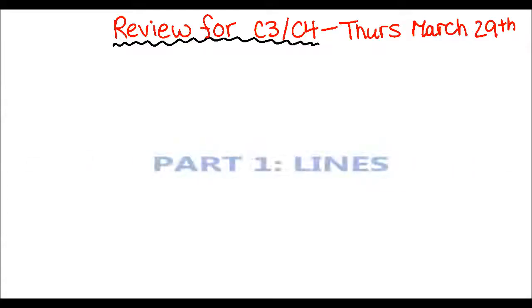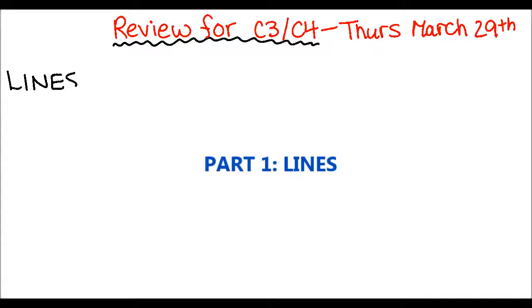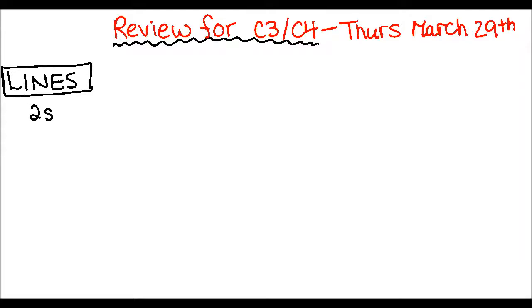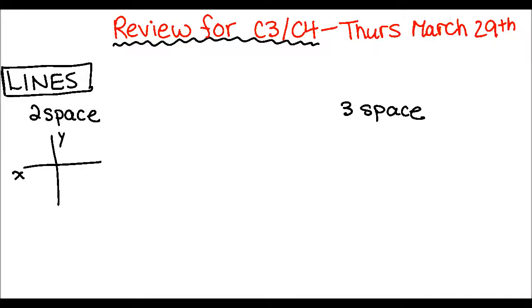Okay, so part 1, let's just talk about lines. We've got lines in 2 space, and we've got lines in 3 space. If we're doing 2 space, then we've got an x and a y plane, whereas in 3 space we've got an x, y, z plane. So a line in 2 space could look like this.